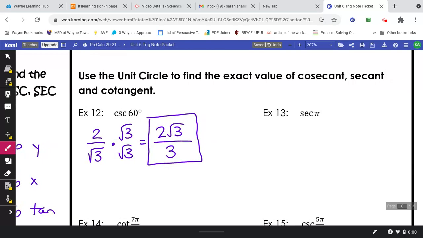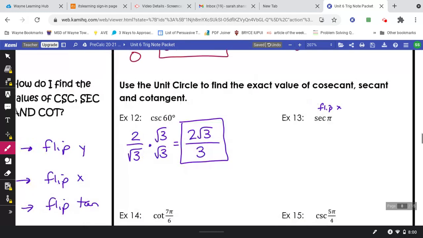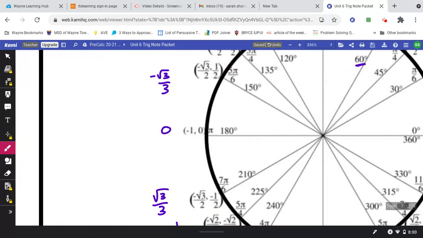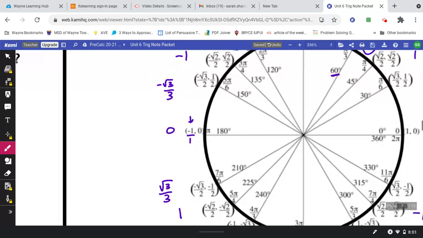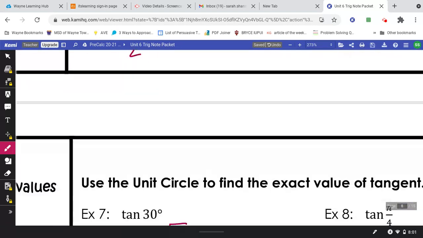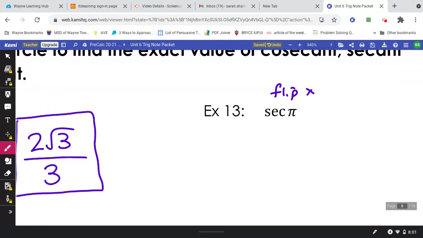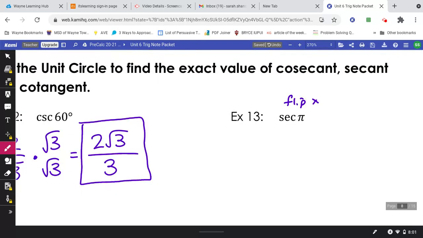All right, for the secant of pi, secant is x, so I'm just going to think about flipping my x. When I look at my x value for pi, I get -1. Technically, there's an over 1 there because that's a whole number, so I flip that and get 1 over -1. Sorry for all the scrolling. I could not find an easy way for me to show you the unit circle and do the examples, so thanks for bearing with me. 1 over -1, that just gets me -1.